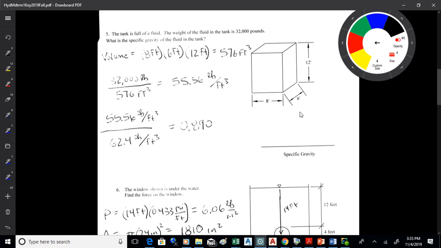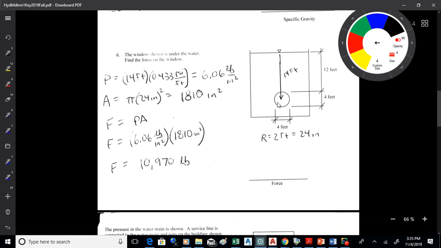Number 5 there, you want to find the specific gravity. So you find the volume of the tank. 8 by 6 by 12, that's 576 cubic feet. Divide that into the weight and you'll get the density of the fluid in the tank. Then you compare that to the 62.4 for water and you get a specific gravity of 0.89.